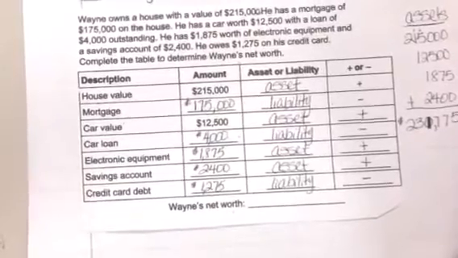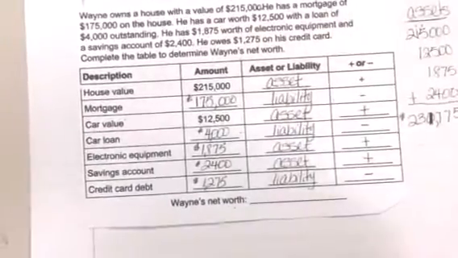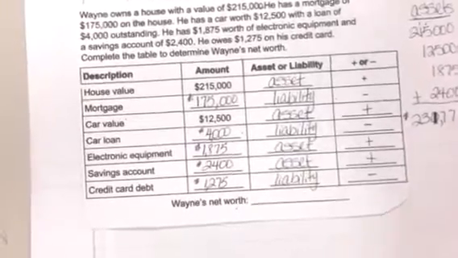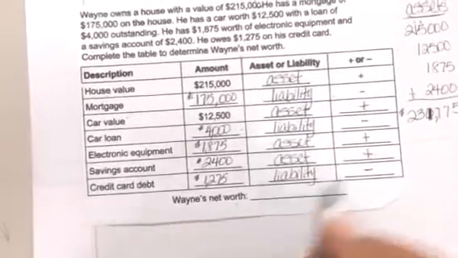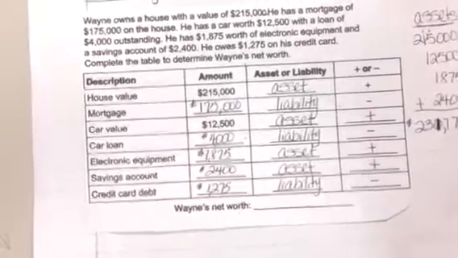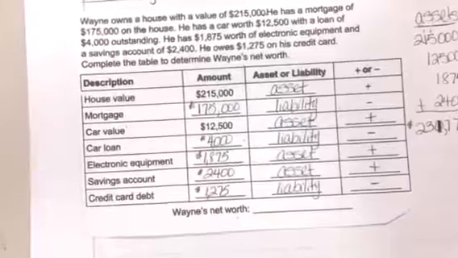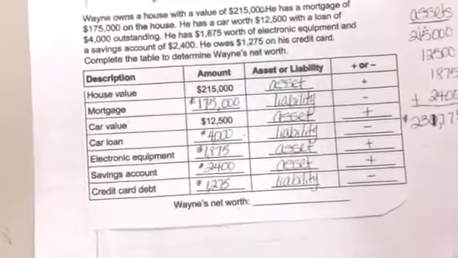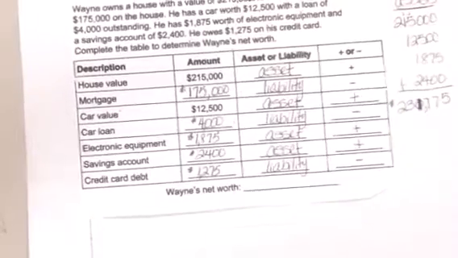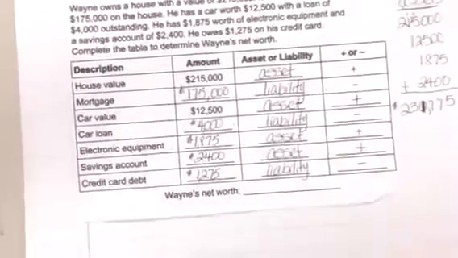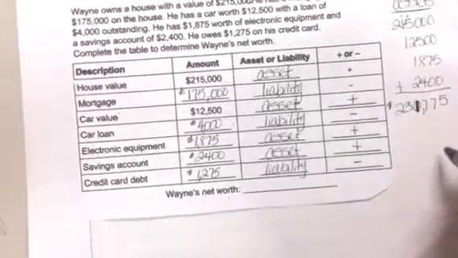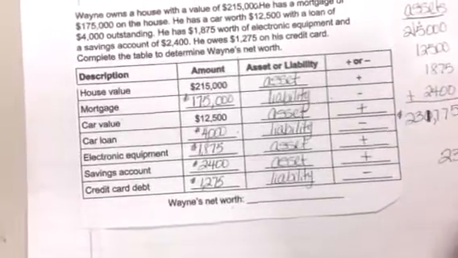Okay, now we're going to do the same thing with our liabilities. So we're going to take the $175,000 mortgage. We're going to add in the car loan of $4,000. And we're going to add in the credit card debt of $1,275. So you should have $180,275 of liabilities.